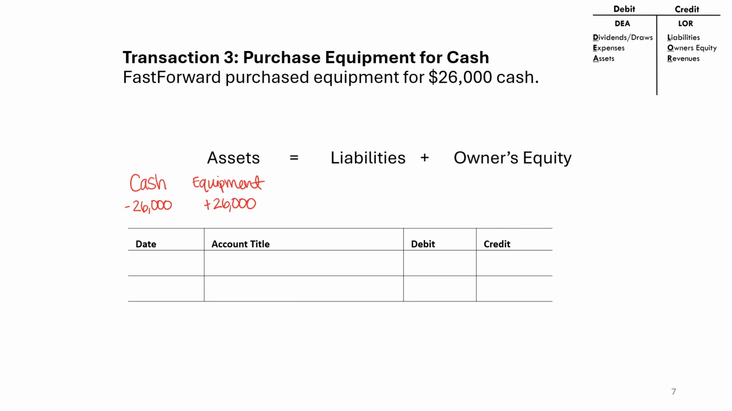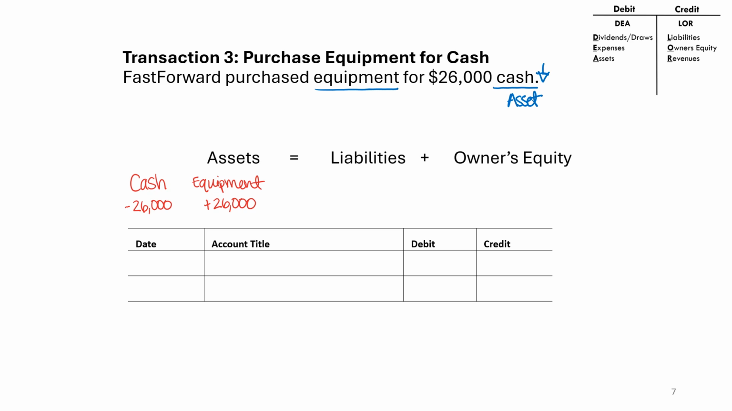Transaction 3, purchase equipment for cash. Fast Forward purchased equipment for $26,000 cash. We know that cash is decreasing. Cash is an asset account. So when an asset account decreases, it is a credit to cash.